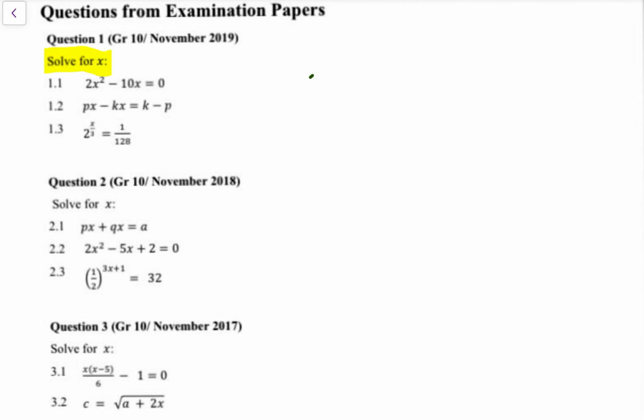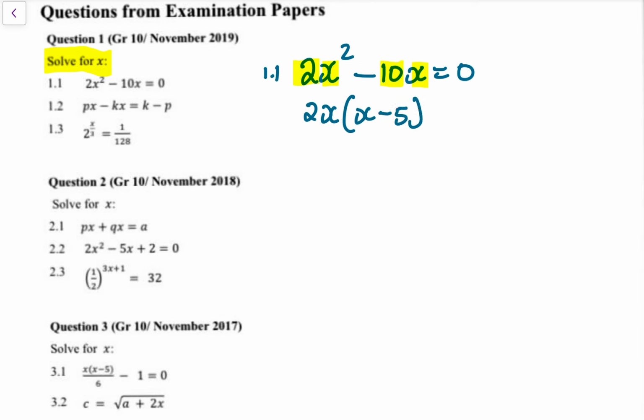Okay, the first question, 1.1, we are given 2x squared minus 10x is equal to 0. So here we can see that there is a common factor. There is 2 in 2, there is 2 in 10, and then there is x in x squared, there is also x in x. So our common factor here will be 2x, and then now we will remain with x minus 5. This is equal to 0.